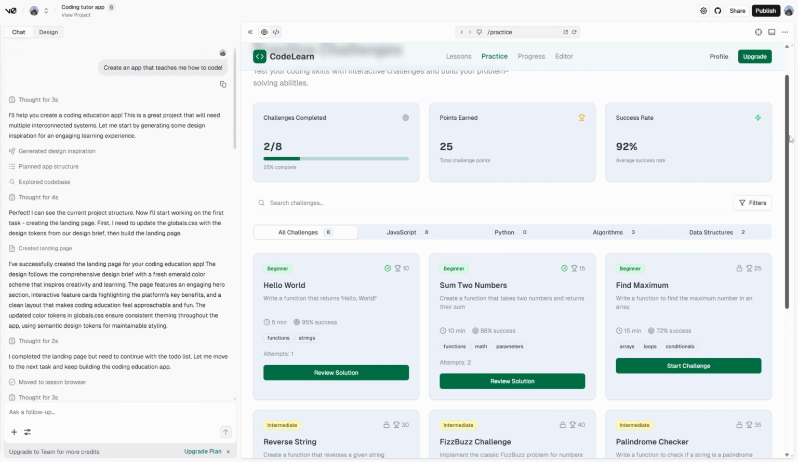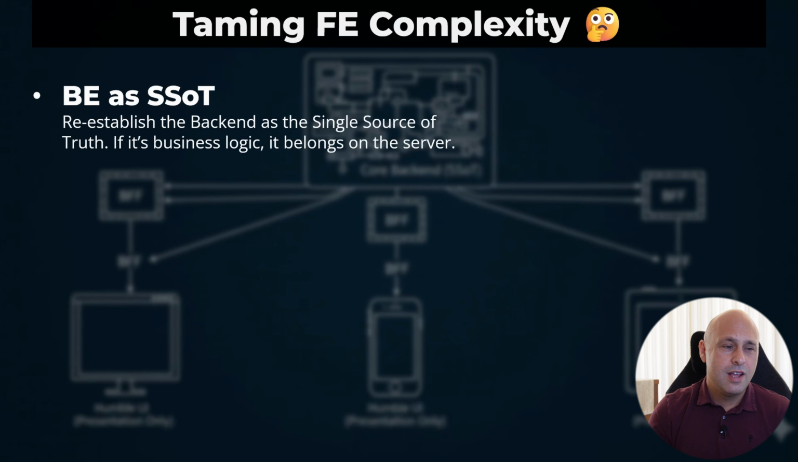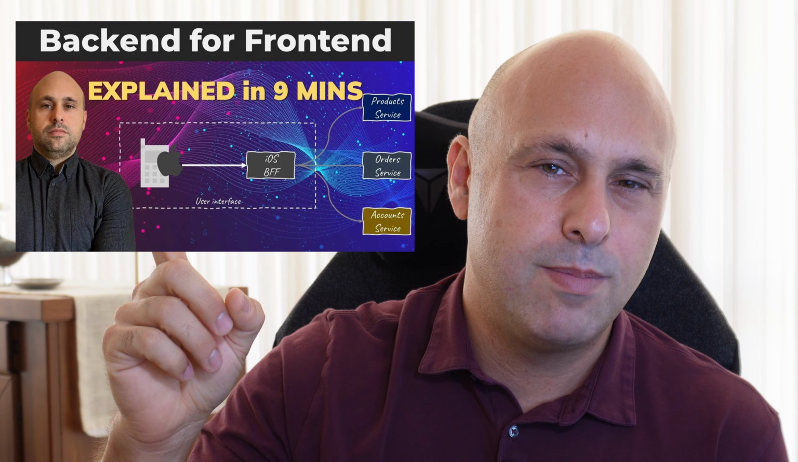From a purely theoretical perspective, we could re-establish the backend as the single source of truth. If it's business logic, if it defines a core process or rules, it belongs in the backend, period. Then rather than moving logic to the frontend, we could embrace architectural patterns like the Backend-for-Frontend, or BFF. This is a dedicated service that sits between your main backend and UI, and its job is to prepare and shape data specifically for the view, allowing the frontend to remain clean, simple, and focus exclusively on presentation. I did a video about this in the past.